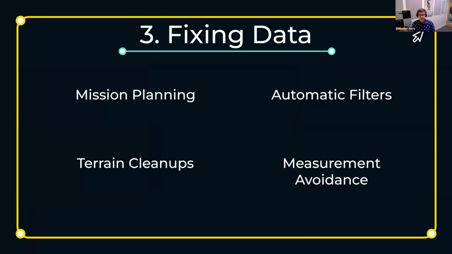So what do we do about it? There's four things we can do about it. First of all, we can change our mission planning. We can try to use automatic filters. We can use turning cleanups or manual cleaning. And basically where not to measure is kind of a big deal.